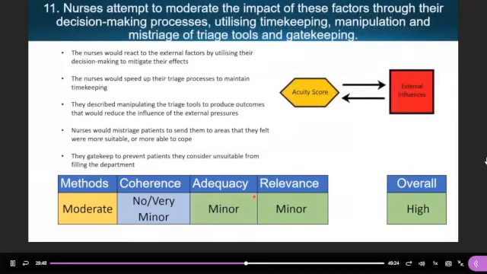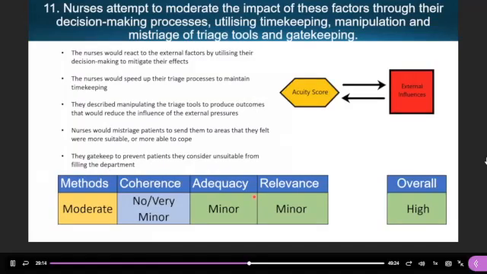Our 11th finding is that nurses attempt to moderate the impact of these factors through their decision-making processes, utilising timekeeping, manipulation and mistriage of triage tools, and gatekeeping. Nurses aren't just impacted by the external factors, but react to them. They use their assessments in order to try and mitigate their effects, creating a feedback cycle.